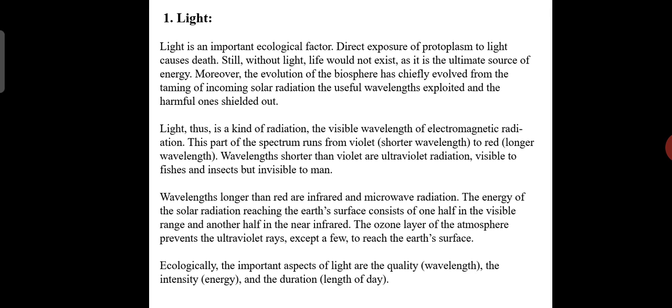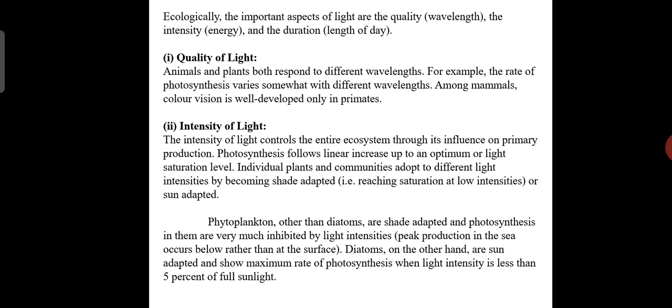The energy of solar radiation reaching the earth's surface consists of one half in the visible range and another half in the near infrared. The ozone layer of the atmosphere prevents the ultraviolet rays, except a few, from reaching the earth's surface.